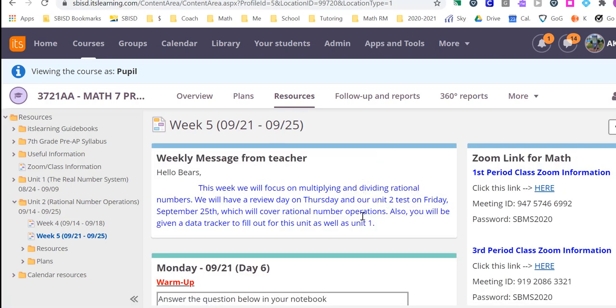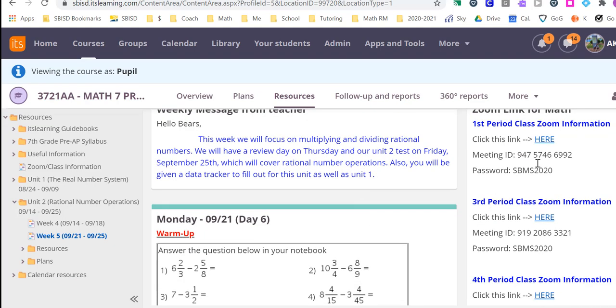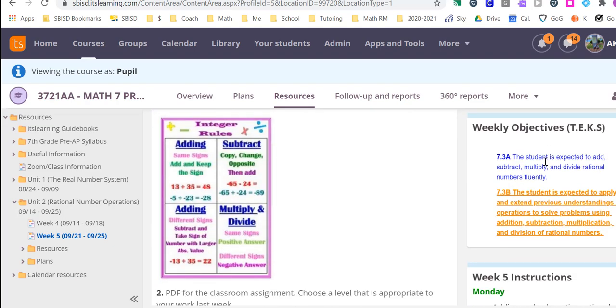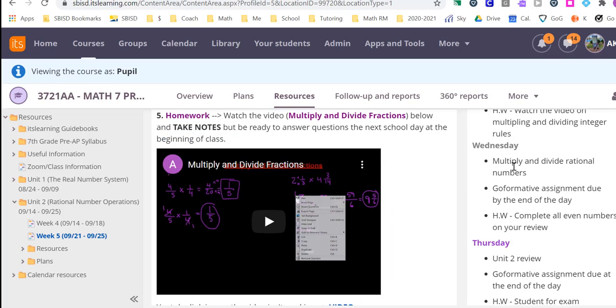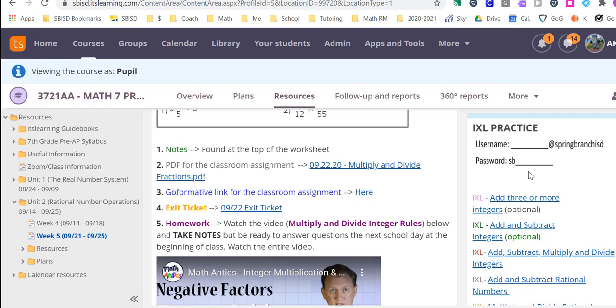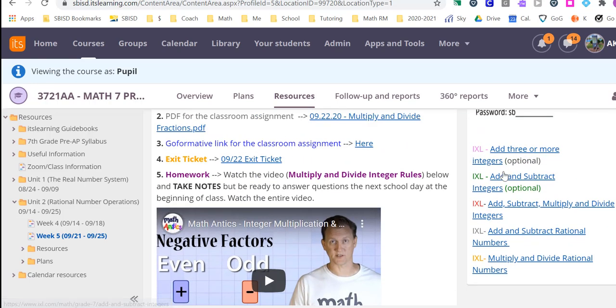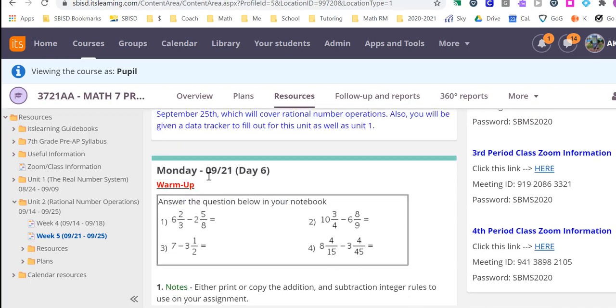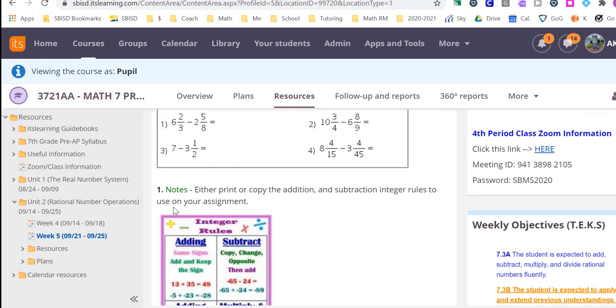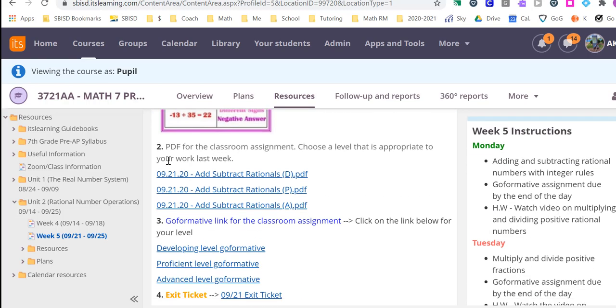Usually we'll have a message for the week from the teacher, and then some information on the right hand side, such as our Zoom links, the objectives for the week, and the instructions for every single day of the week, what we'll be learning, as well as some IXL links for extra practice, just in case you're not understanding a concept and you want to work on it a little bit more. So up here you could see Monday, we have our warm-up every day. We have notes that we take. We have the worksheets over here.